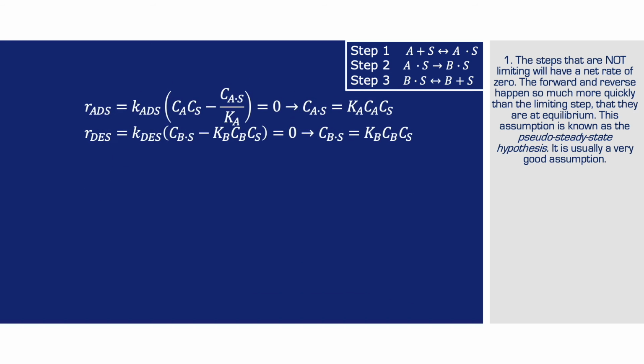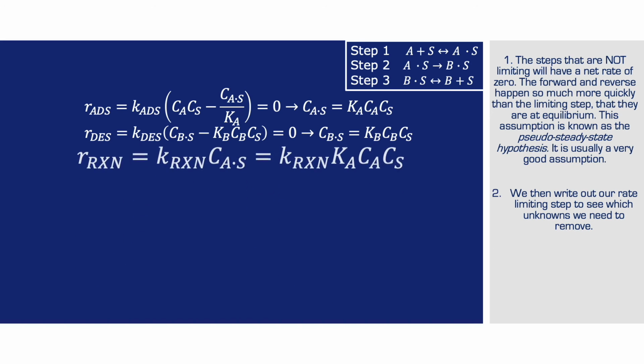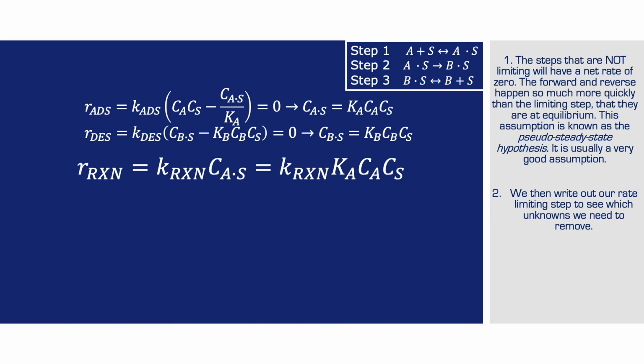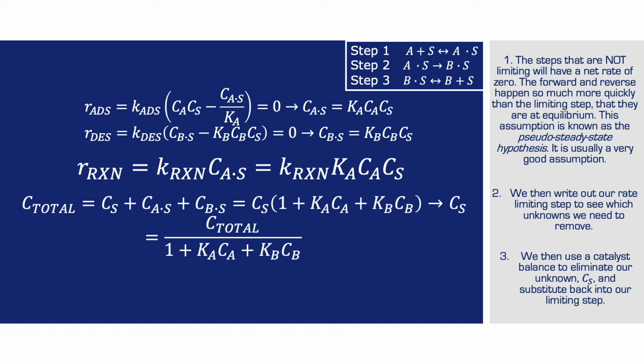The steps that are not limiting will have a net rate of 0. The forward and reverse happen so much more quickly than the limiting step that they are at equilibrium. This assumption is known as the pseudo-steady state hypothesis. It is usually a very good assumption. We then write out our rate limiting step to see which unknowns we need to remove. We then use a catalyst balance to eliminate our unknown, C_S, and substitute back into our limiting step.